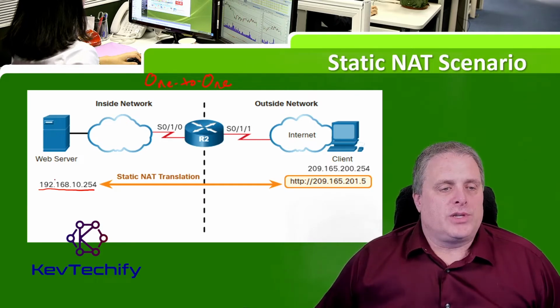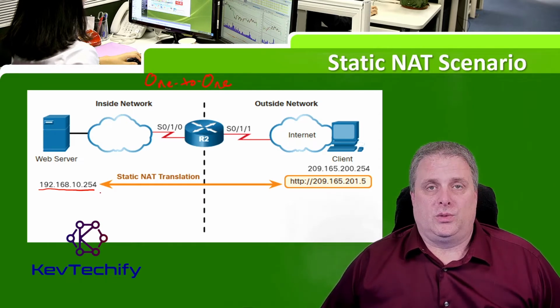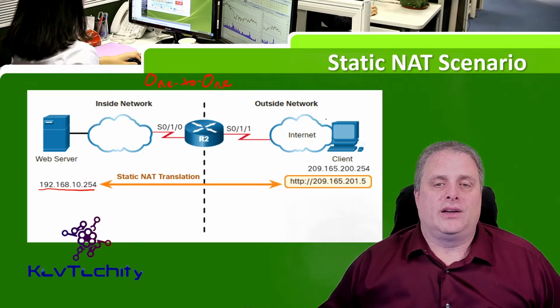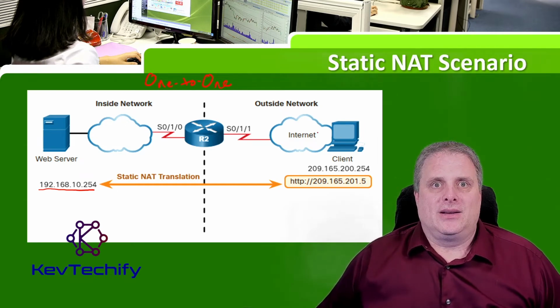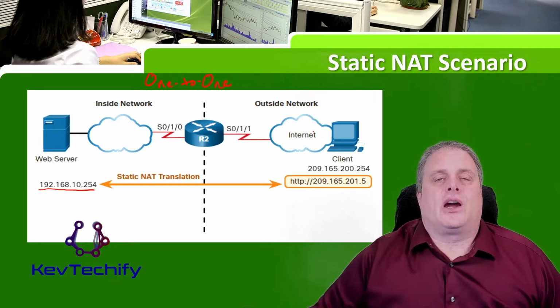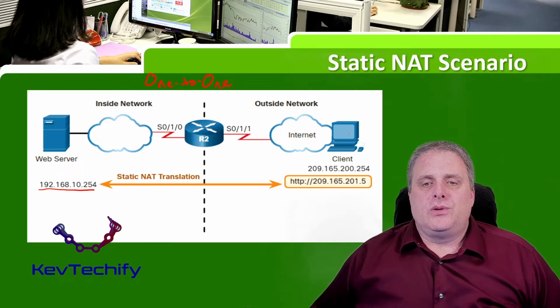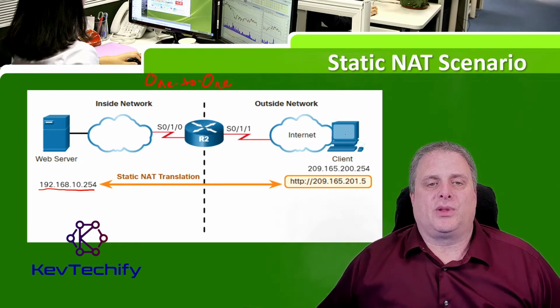Now, because your web server has the 192.168.10.254 address, we have to translate that into something that we can get to on the internet. If that client puts in a 10 or 192 address in their web browser, a router is going to see that packet's destination IP address as a private IP address, and it's going to discard that packet. That packet will never make it there. What we have to do is this client has to put in a publicly accessible IP address.